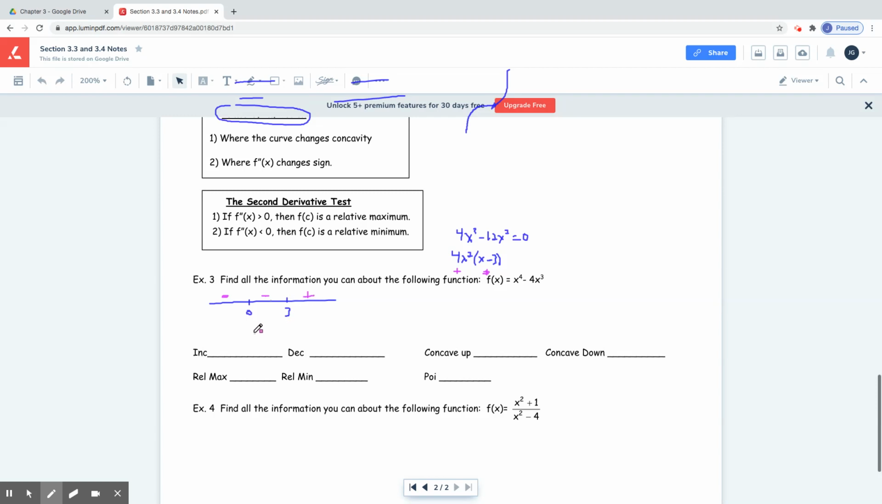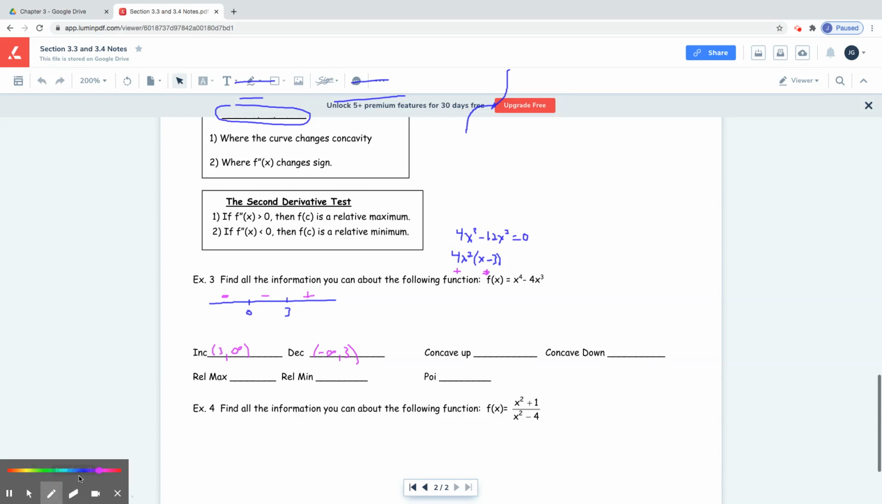So I'm increasing from 3 to infinity. I am decreasing from negative infinity to 3. It's not changing at 0, so we don't write negative infinity to 0, union 0 to 3. You write it like this.